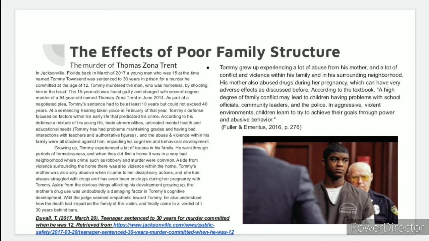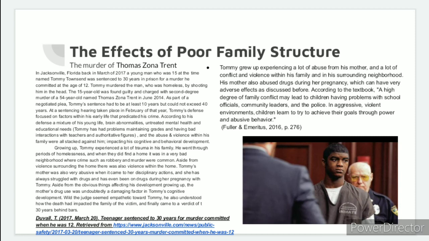Aside from the obvious things affecting his development growing up, the mother's drug use was undoubtedly a damaging factor in Tommy's cognitive development. While the judge did seem empathetic toward Tommy, he also understood how the death had impacted the family of the victim and came to a final verdict of 30 years behind bars.